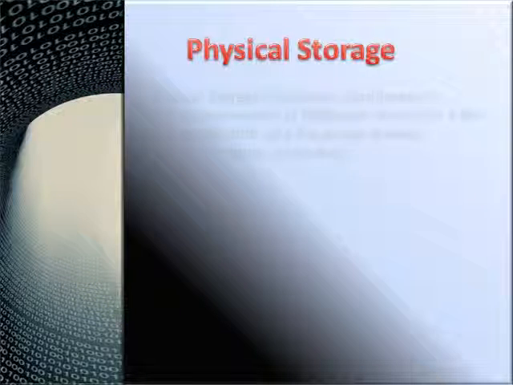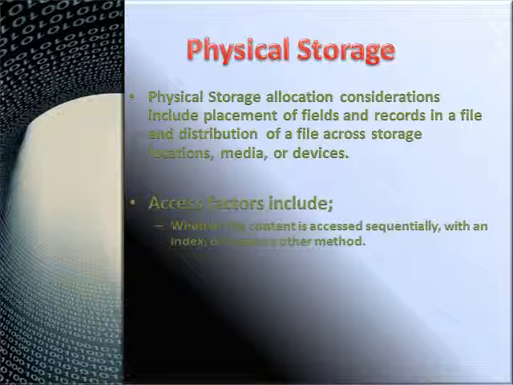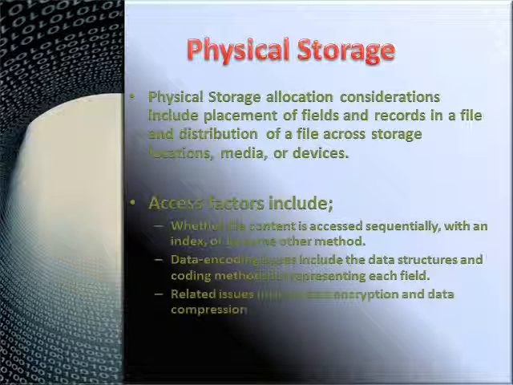Next, we're looking at physical storage. Physical storage allocation considerations include placement of fields and records in a file and distribution of a file across storage locations, media, or devices. Access factors include whether file content is accessed sequentially, within an index, or by some other method. Data encoding issues include the data structures and coding methods for representing each field. Related issues include data encryption and data compression.